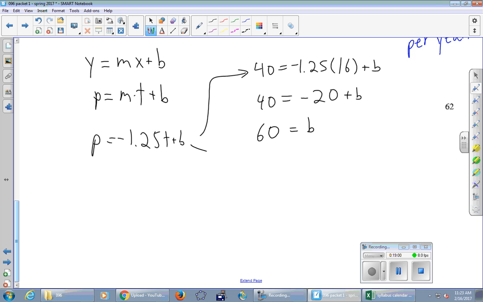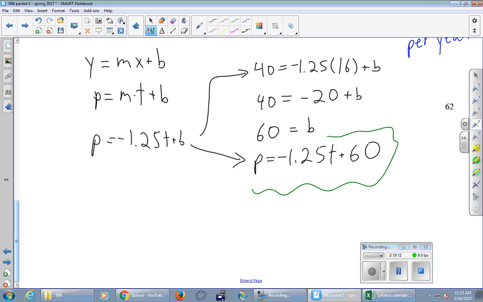And so then our final equation here is p equals negative 1.25 t plus 60, right? Fair? Yeah, so we just change that b to a 60.